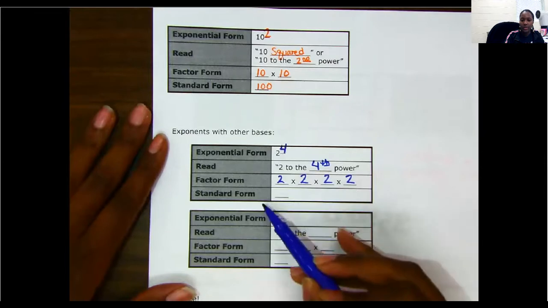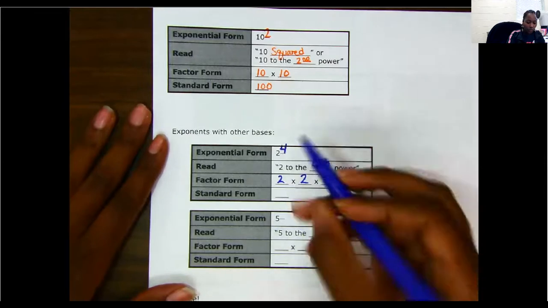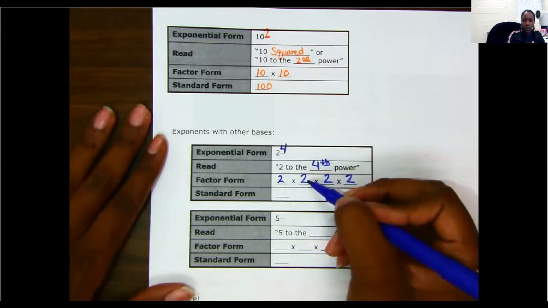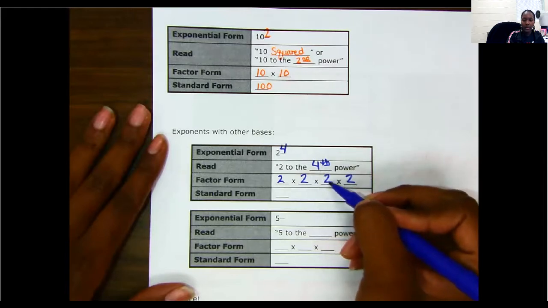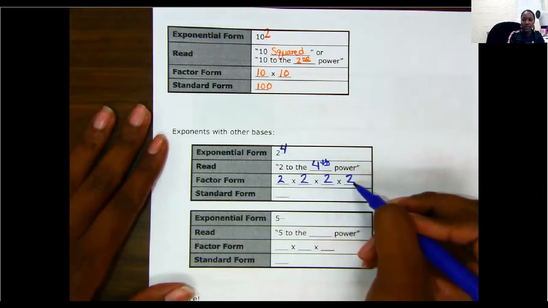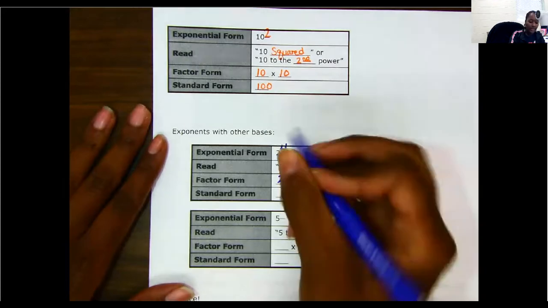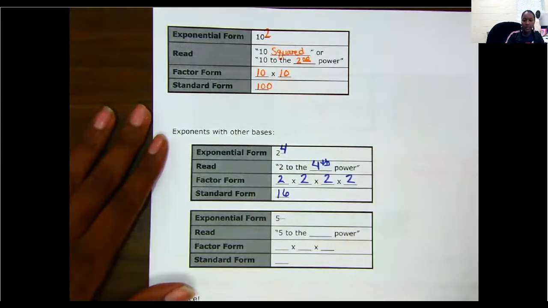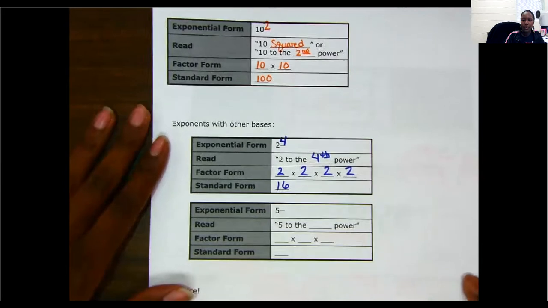So let's go ahead and work that out so I can get my answer. 2 times 2 is 4. 4 times 2 is 8. 8 times 2 is 16. Okay. Let's try one more.